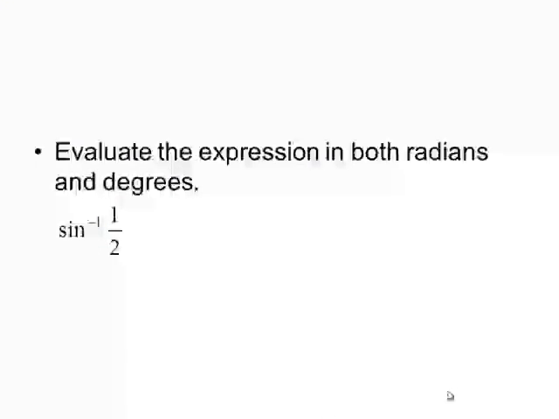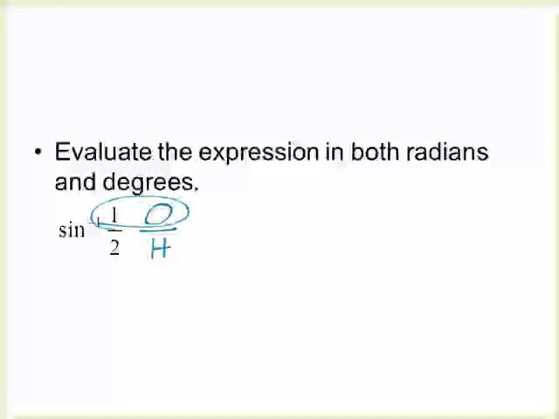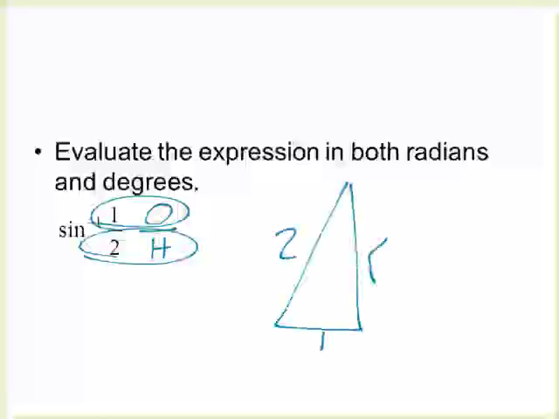Sine. What's SOHCAHTOA for sine? Opposite over hypotenuse. Line it up. We want to be opposite over 1. That could be either triangle. We want a hypotenuse of 2, so that narrows it down now. Which triangle are we talking about? 30, 60, 90 has the hypotenuse of 2.